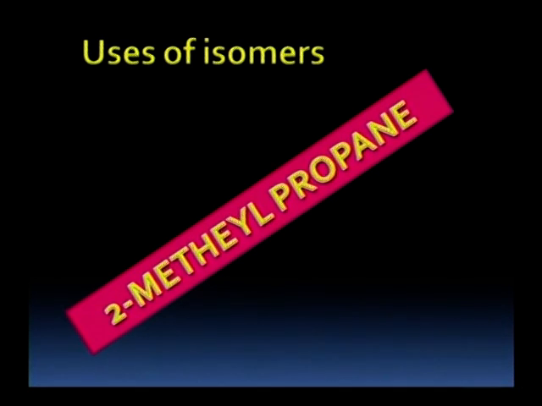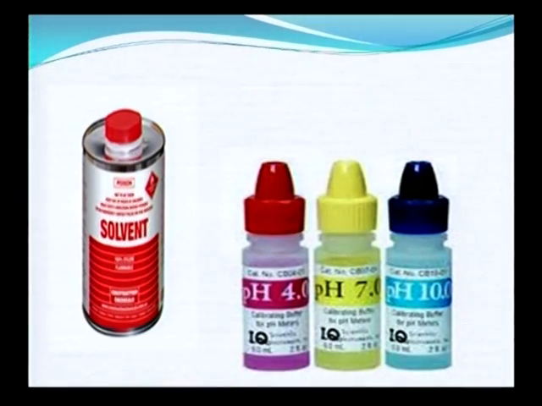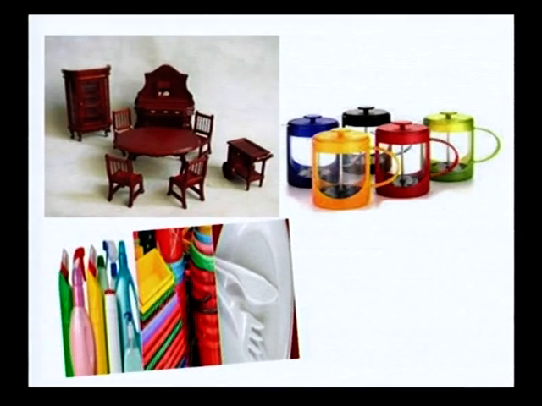Next, 2-methyl propane. So, uses of 2-methyl propane: generally it is used in the chemical compounds in your home. So what is it used as? Yes, the solvent. So we can use it as a solvent, including with water.